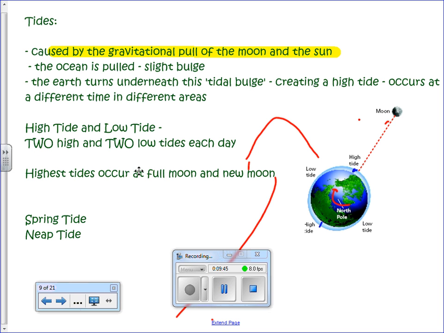And the highest tides are going to occur at the full moon and the new moon. And we have a nice picture here from the textbook to explain that. And also, and I don't know where these names come from, to me they're always a little confusing, there's something called the spring tide and the neap tide, and you'll need to know which is which. So let's look at the next picture to tell us.